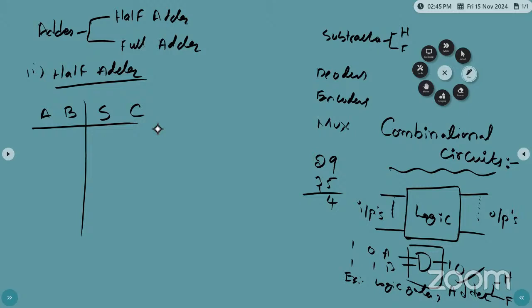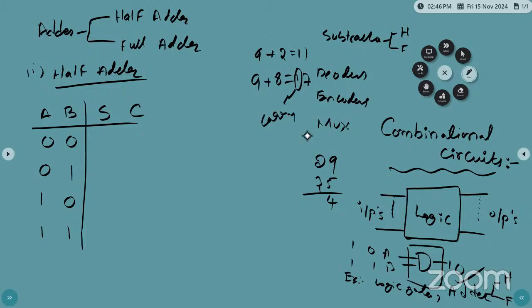How many inputs are there? Two inputs. Using these two inputs, the possible input options are 0 plus 0, 0 plus 1, 1 plus 0, and 1 plus 1. Now, what is 0 plus 0? What is the sum value and what is the carry value? Remember, if you add 9 plus 2, it is 11. 9 plus 8 is 17, so 7 is the sum and 1 is the carry.